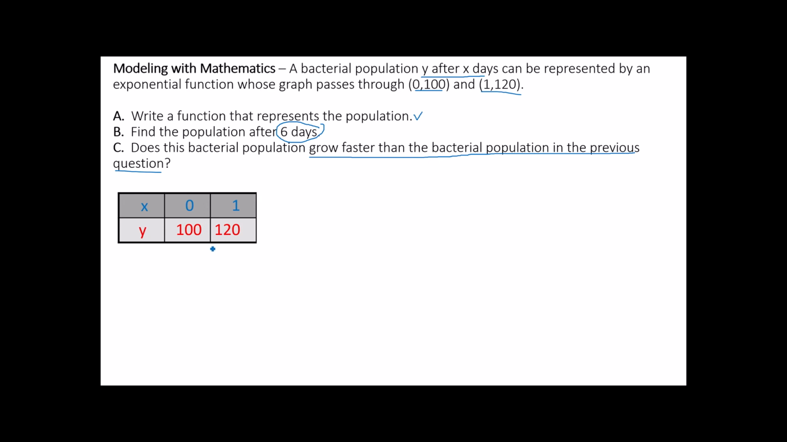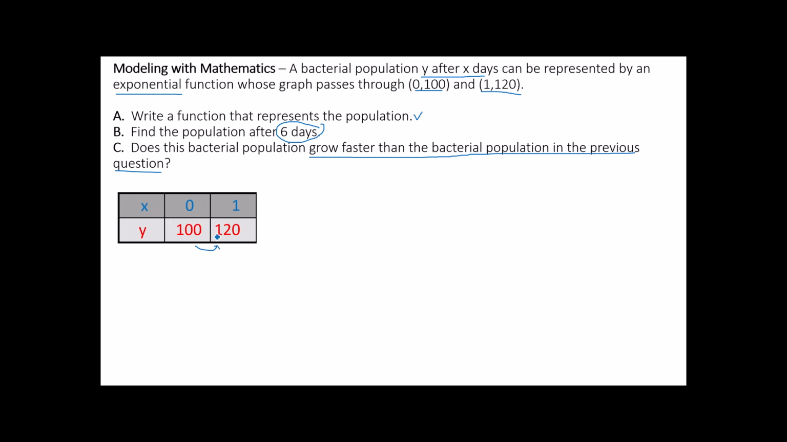Now, ordinarily, we would not be able to tell if this is linear or exponential with just this much information. We really need at least one more coordinate so we could see if it's adding 20 every time or if it's multiplying. But because they were so kind as to tell us they wanted an exponential model, we don't have to worry about that. We can assume that this is just going to be multiplication.